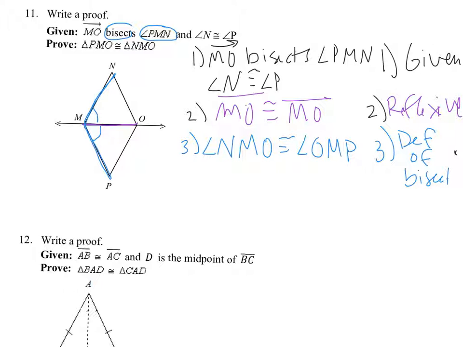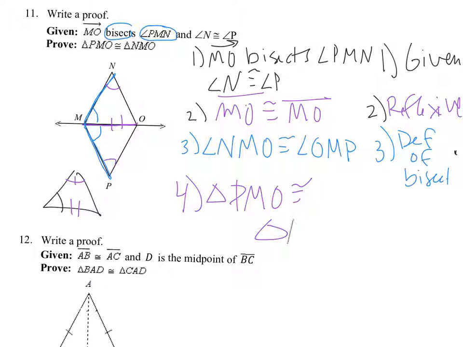So now again, if I look at just one of my triangles, I forgot to draw this on there, and this was also in my given. So that and that. So now I can say the 2 triangles are congruent. Triangle PMO is congruent to triangle NMO. And the reason why is angle, side.